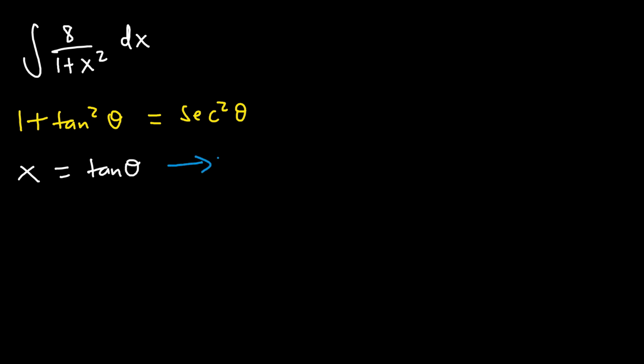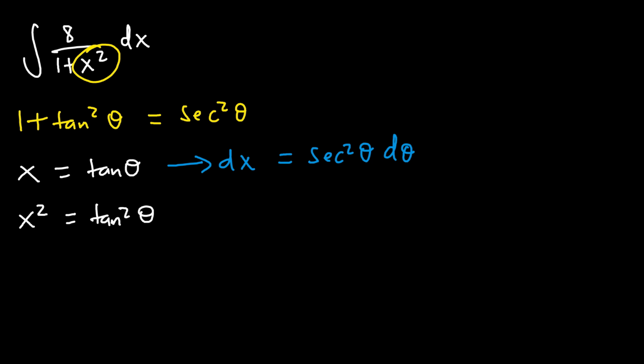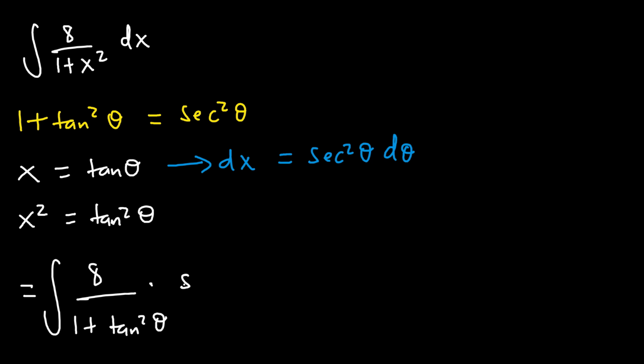Now if you differentiate this, dx will be equal to the derivative of tangent theta, which is secant squared theta, times d theta. And if we come back to this, if we raise both sides to the power of 2, we shall have x to the power of 2 equaling tangent squared theta. Therefore, we shall replace x to the power of 2 with tangent squared theta, and then replace dx with this. So this will be equal to the integral of 8 divided by 1 plus tangent squared theta times dx, which is secant squared theta d theta.